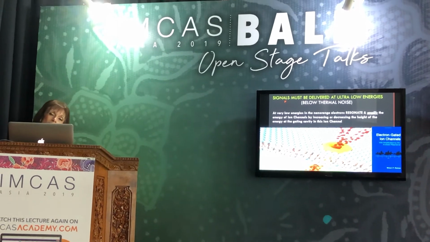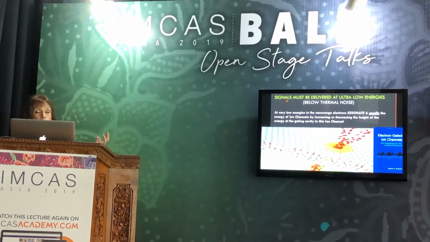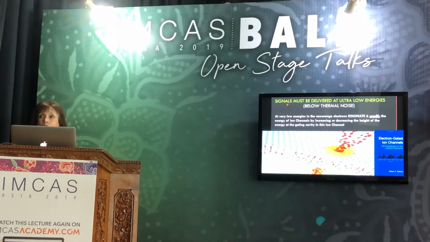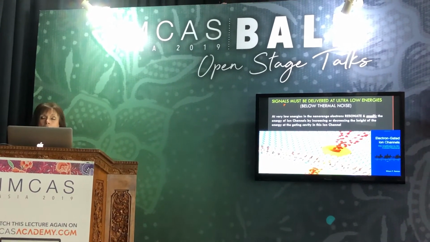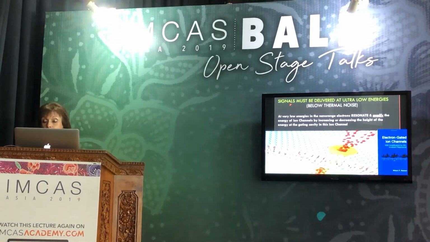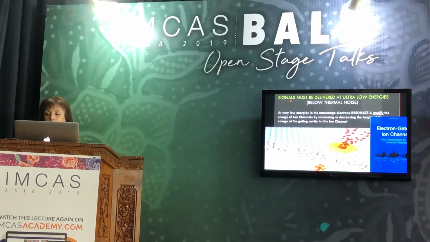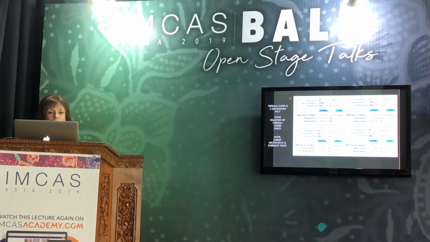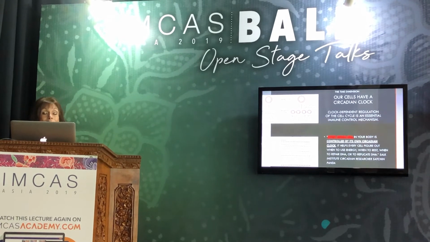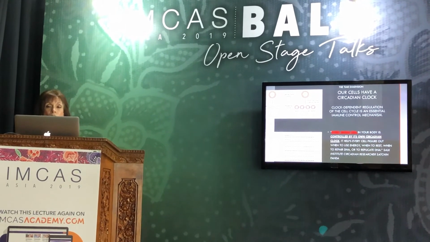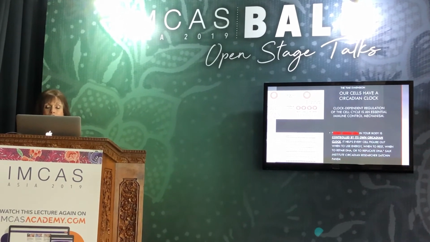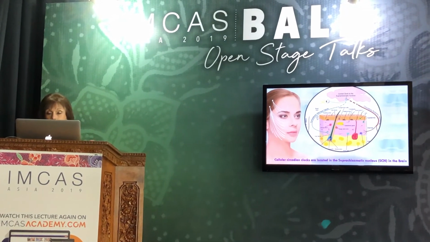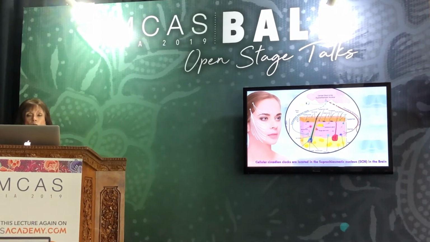There is a book from 2008 that showed the mathematical formula that proved that at certain very low energies, the ion channels of the cells open up and receive signals. And as you can see, it's extremely tiny, microvolts. And our signals have to be delivered within discrete times because our cells have a circadian clock. This is in the suprachiasmatic nucleus.